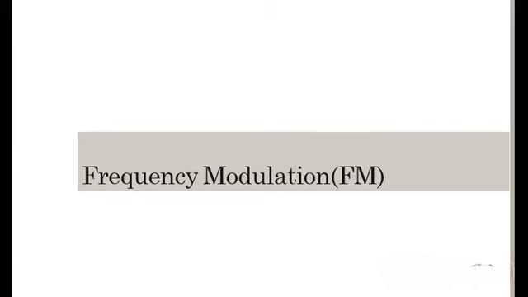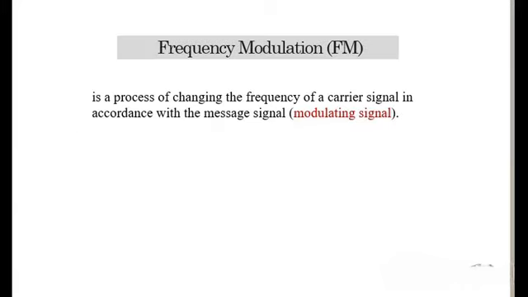The types of modulation: amplitude, frequency, phase. Frequency modulation is the process of changing the frequency of the carrier signal in accordance with the message signal, which is the modulating signal.